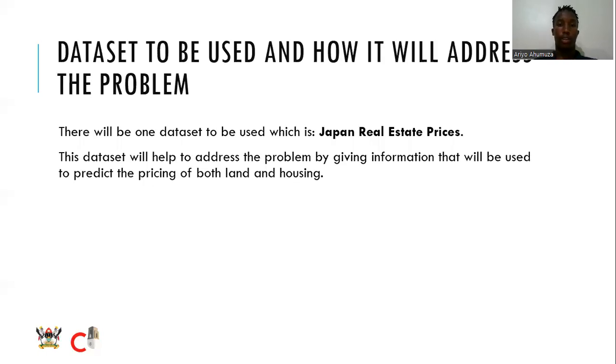The dataset that I'm going to use to solve this problem is Japan real estate prices. I got this dataset from Pago, and the reason why I chose it is because it has information relating to land and housing, which can help this model accurately predict the prices of housing and land.